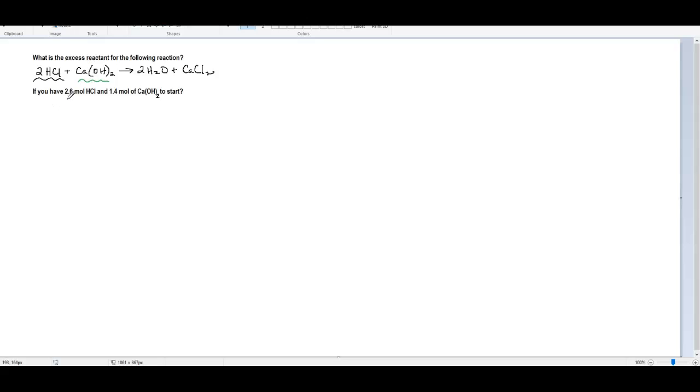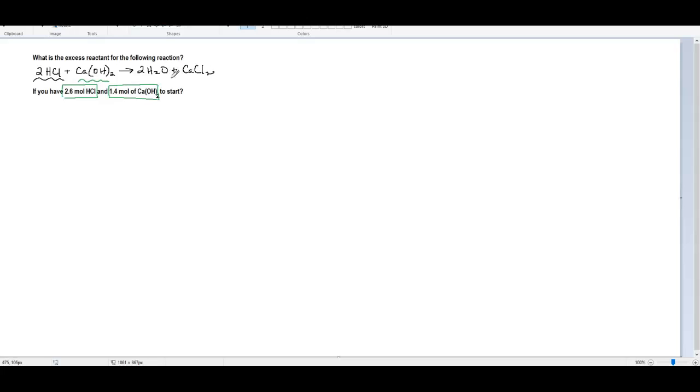We're given that we're going to be using 2.6 moles of HCl to start out with and 1.4 moles of Ca(OH)2. So what we're going to do first is find out which is the limiting reactant. And to do that, we find out how much product is made from 2.6 moles of HCl and how much product is made from 1.4 moles of Ca(OH)2. Now, you can see that on the product side of this reaction, we have two products. We have water and we have calcium chloride.